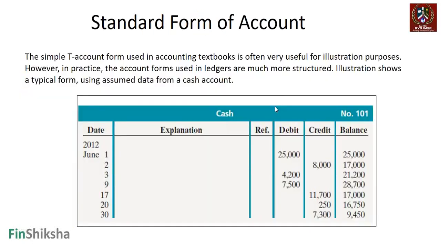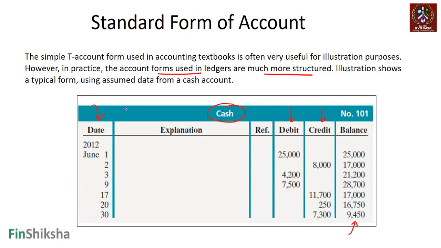So next we move ahead to understand how this account gets created. A simple T account is very useful for illustration, but in practice, the account forms used in ledgers are much more structured. So for example, if you look at a cash account, what has come in and what has gone out is going to continue, and you keep getting the balance after each transaction, and on each date chronologically you'll keep putting in the data points, right?